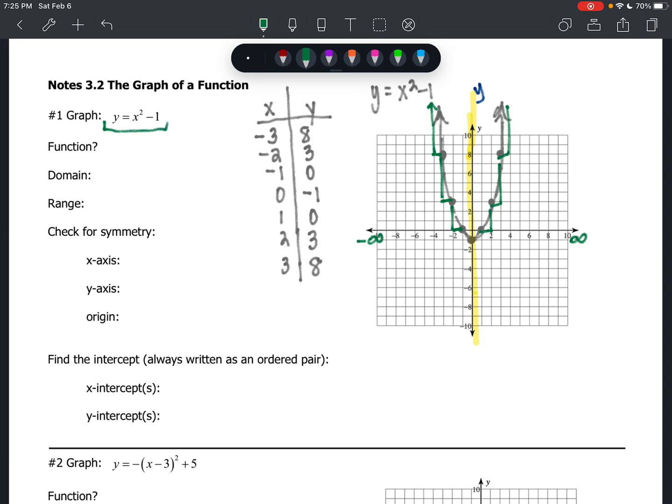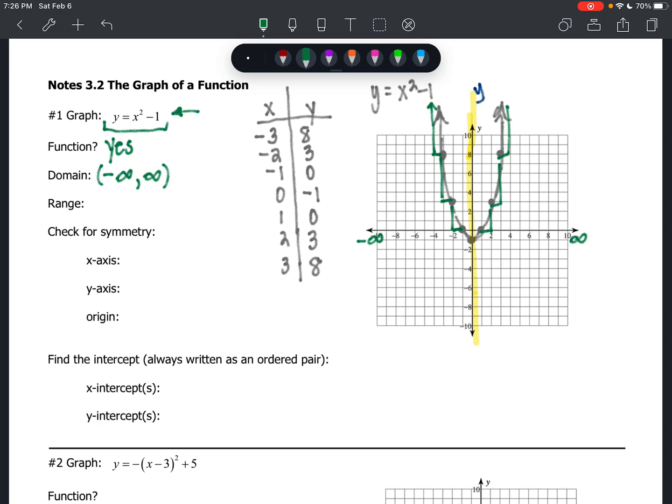So our domain goes from left to right forever, and each x input gives us exactly one output. So it is a function, and its domain is all real numbers. We can tell by looking at that equation right there. No denominator, no radical, no problem.